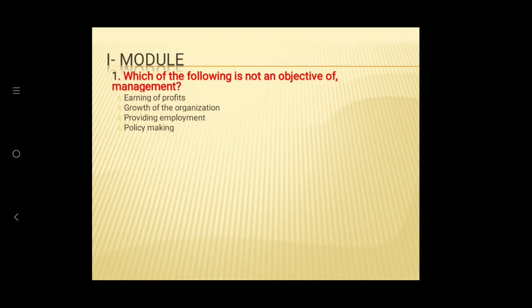So here the right answer is policy making. This is not an objective of management, but earning of profit, growth of the organization, providing employment opportunities to the public, these three are the objectives. But policy making is the function of top level management, hence this is not an objective. Hence policy making is the right answer.